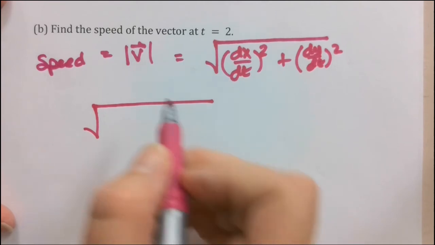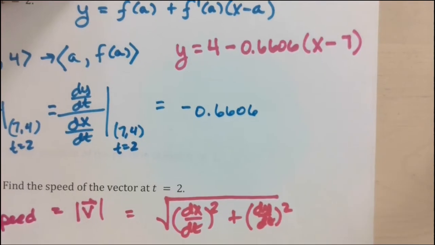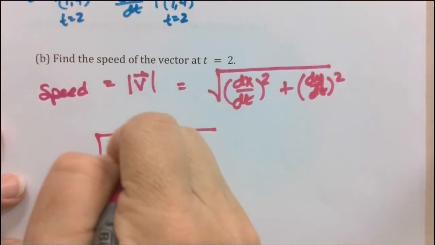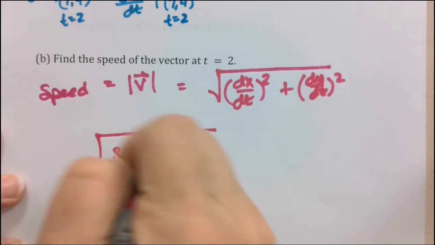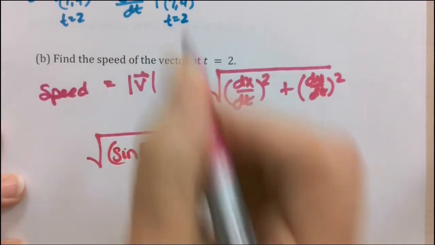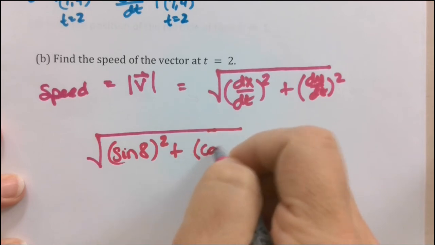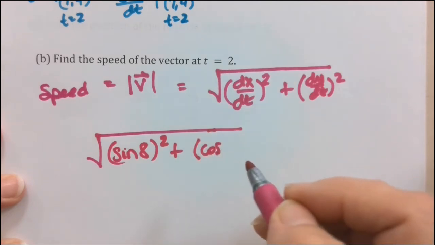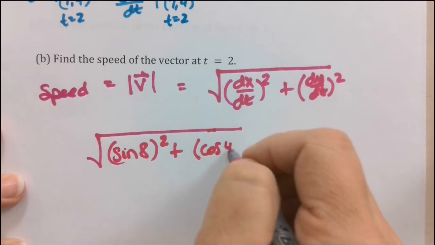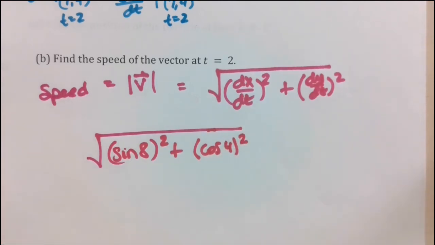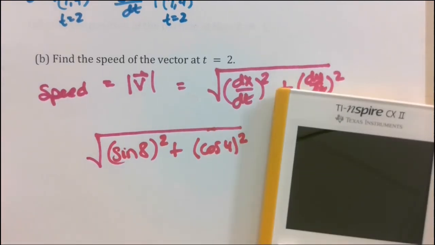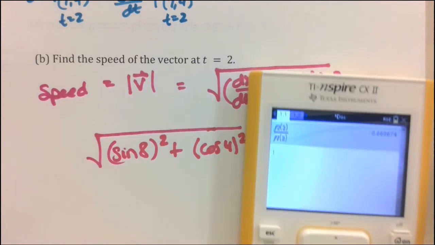So the speed at t equals 2 is going to be the square root of dx/dt squared, and our dx/dt is sine of t cubed. And I'm going to plug in 2. That would just be sine of 8 squared. I guess I could have done this on part A also. And then dy/dt is cosine of t squared, so that would be cosine of 4 squared. And technically, we could leave it in that form.